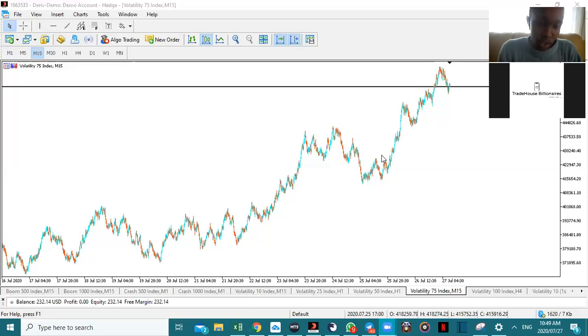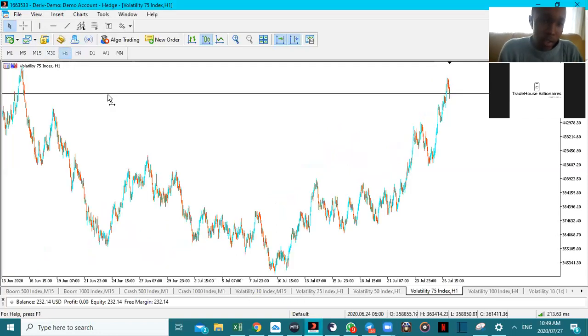This is one of the strategies that I use to find out where the market is overbought or oversold. It generally gives me nice entries. And this is one of my winning strategies when trading volatility, when trading Forex, when trading NASDAQ.